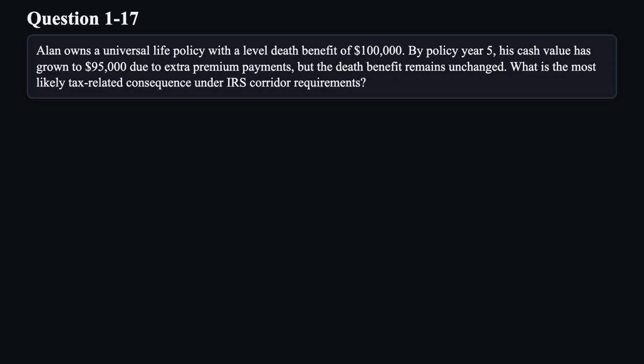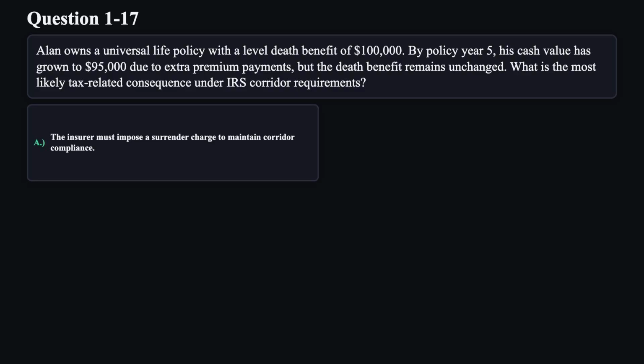Question 17. Alan owns a universal life policy with a level death benefit of $100,000. By policy year 5, his cash value has grown to $95,000 due to extra premium payments, but the death benefit remains unchanged. What is the most likely tax-related consequence under IRS corridor requirements?